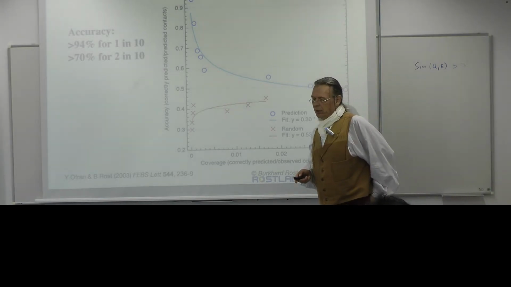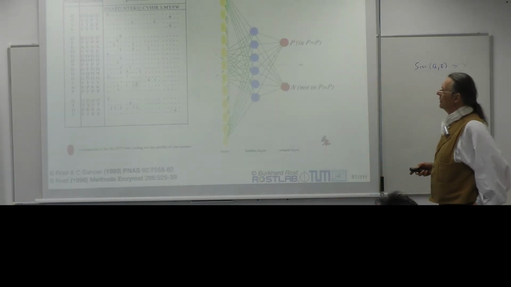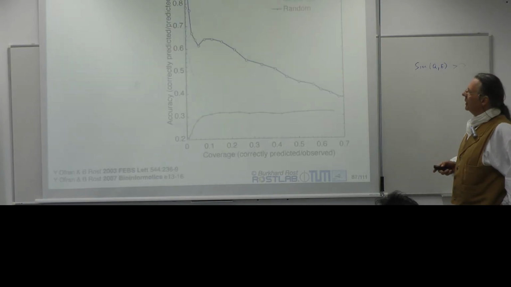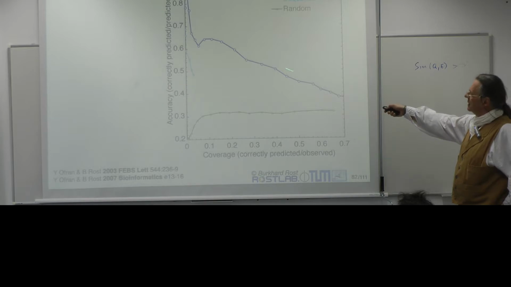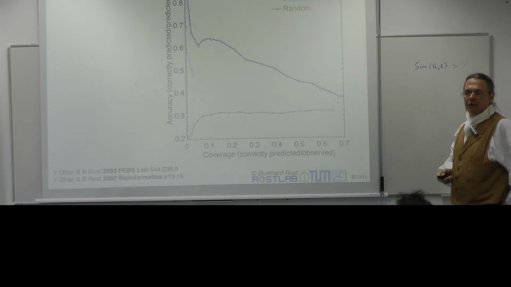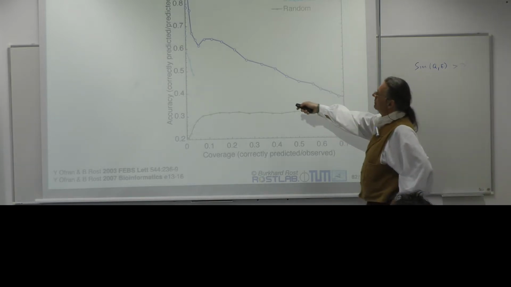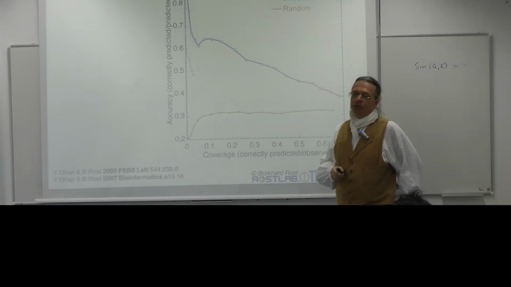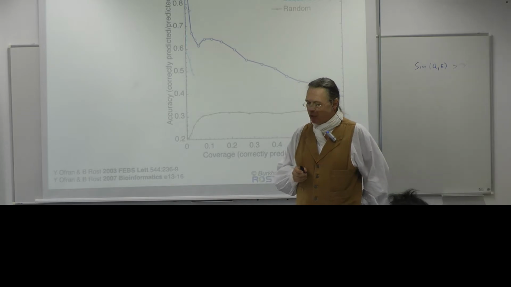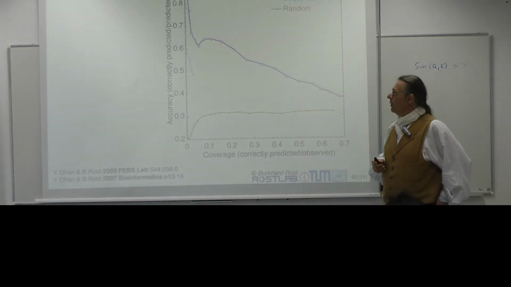There is an issue that I'm going to skip over too. Then you put in the evolutionary information. This is what you had before, and this is what you get with evolutionary information. So you're doing way better here, and you're doing way better throughout. Now, that brings up this issue of hotspots.